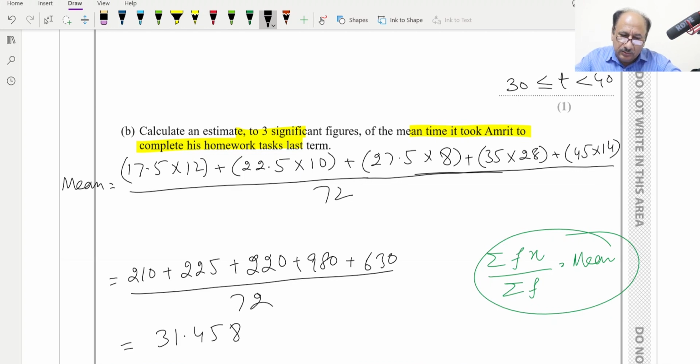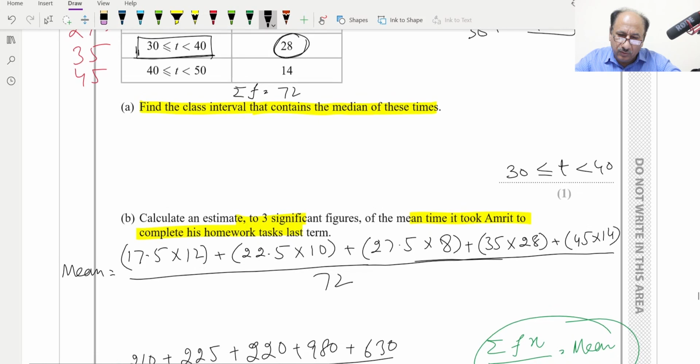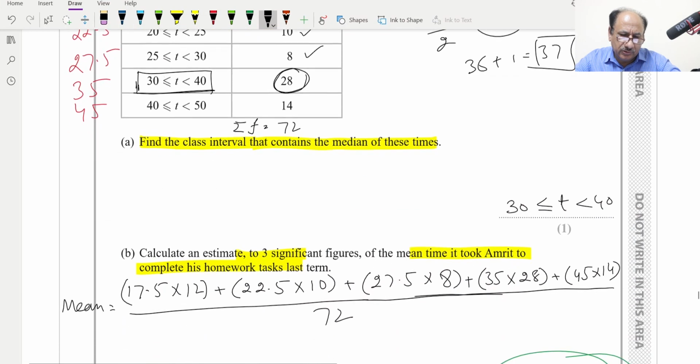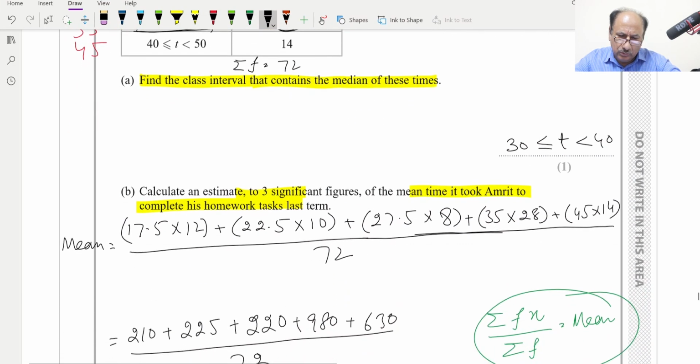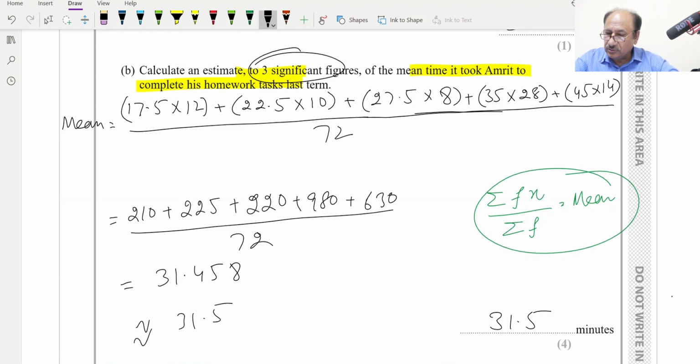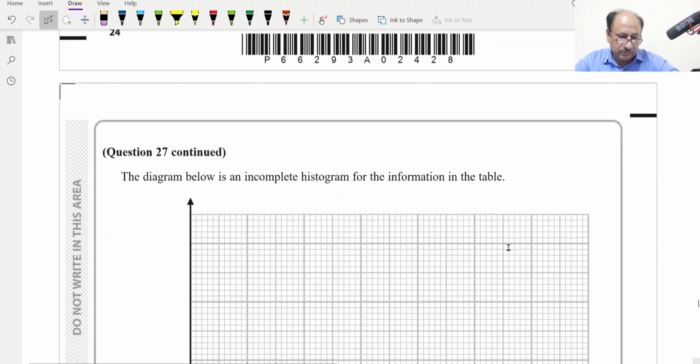The answer they are looking for is in 3 significant figures. Over here they have mentioned 3 significant figures, so it will be 31.5. So we'll write 31.5, which is approximately equal to this one. Now this is done.